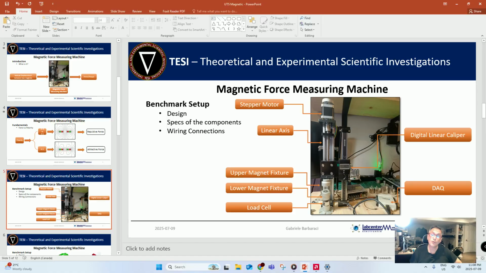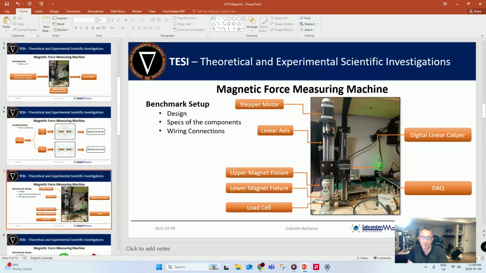And then you have to use some sample weights in order to create a very reliable measurement system. Then we have a digital linear caliper that is anchored to this little plate with four holes that anchors the entire system to the linear axis. You have a data acquisition system, then you have some other components that I didn't list here specifically because they are very simple. You can have batteries or a power supply.